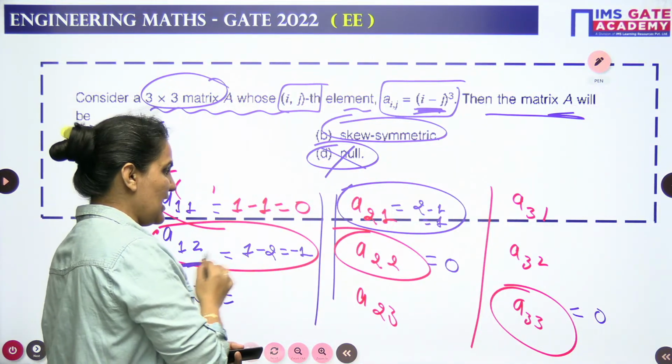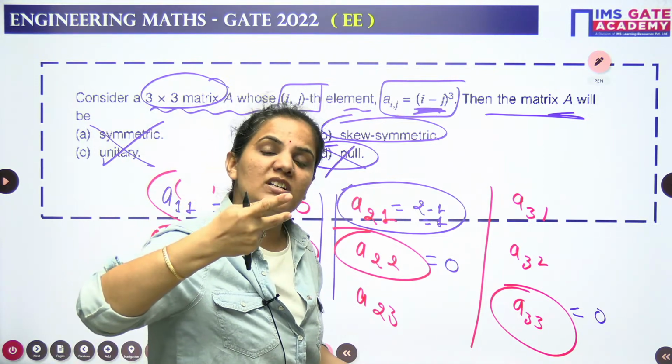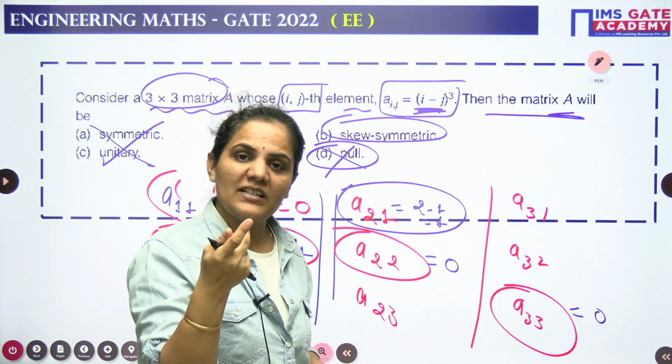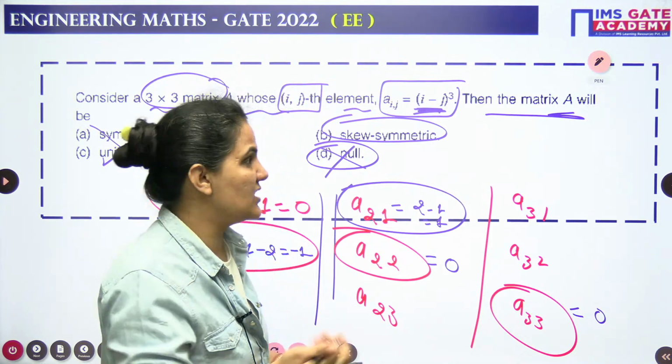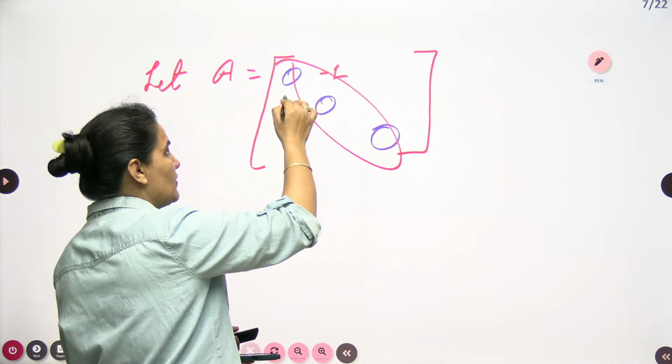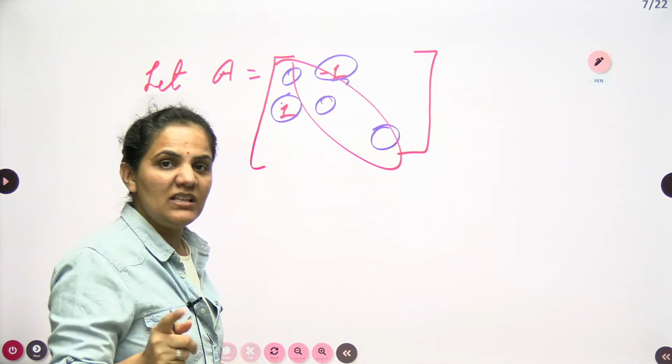But here I can see A12 and A21 are the same with the opposite mirror image. I can say these two elements are like this. The opposite mirror image means mirror image with the opposite sign. So I am having here 1 and minus 1. Both elements are the same with the opposite mirror image. So this must be skew symmetric.